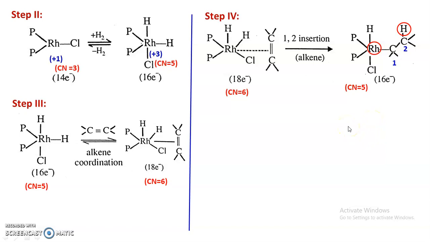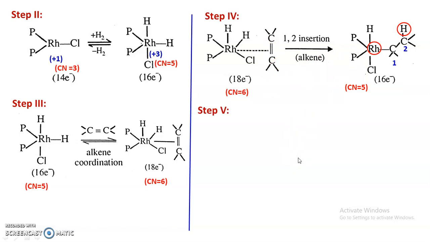and here one hydride, or hydrogen atom, migrates from rhodium ion, rhodium +1 ion, and gets bonded to the carbon atom of the alkene molecule, and this is the rate determining step. This is the slow step. Now step number 5.